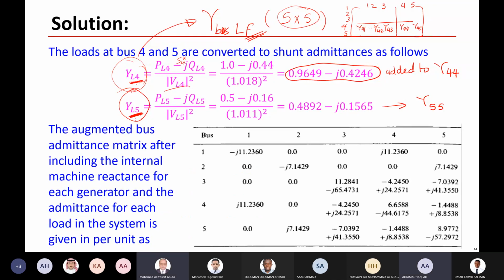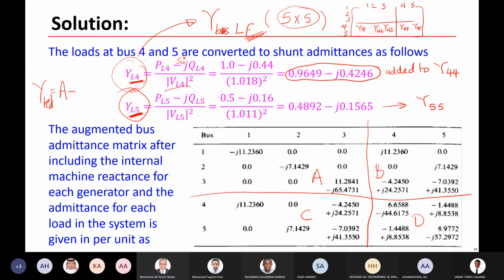Yes. So basically, we remove column 4 and row 4 first directly, right? Yes. And then we do the row reduction from bus 5. We eliminate buses 4 and 5. So assume that this is the matrix A, this is the matrix B, this is the matrix C, this is the matrix D. The Kron reduction will give you the reduced matrix, which will be equal to A minus B D inverse C.